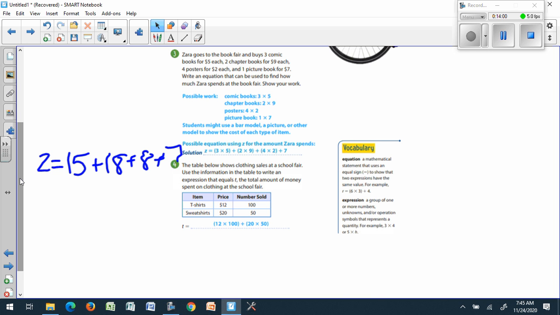Okay, and then number 4, after you use the table, you should have an equation, something like t equals 12 times 100 plus 20 times 50, okay? That is what your equation looks like. You didn't have to solve them. They just want you writing the equation. Okay, nice job.